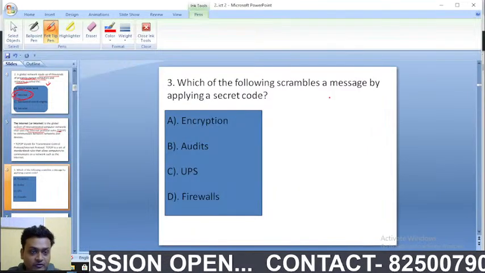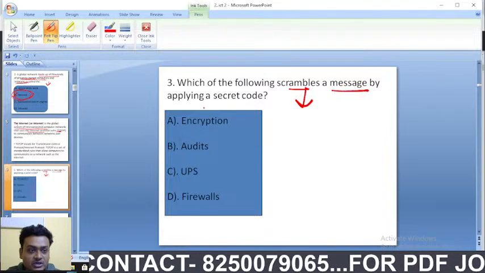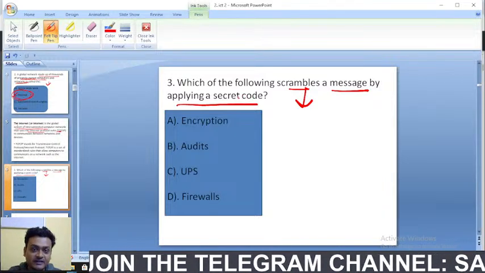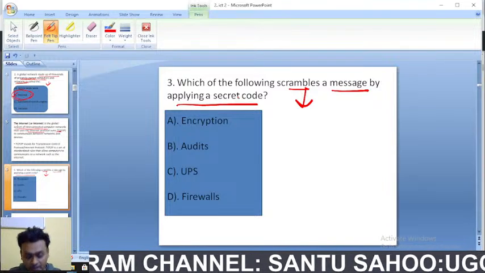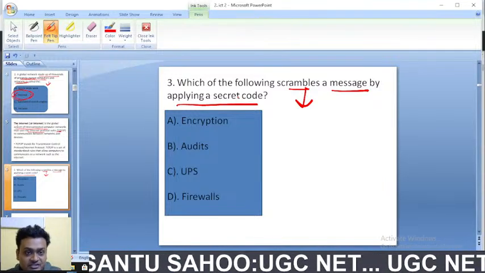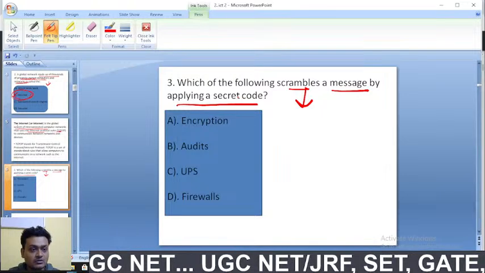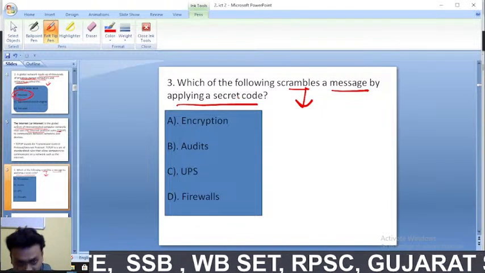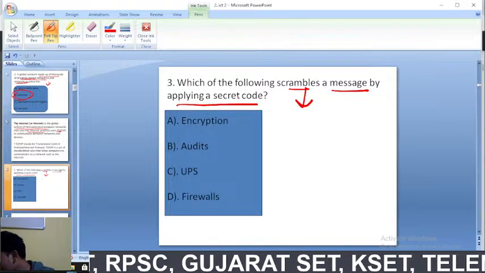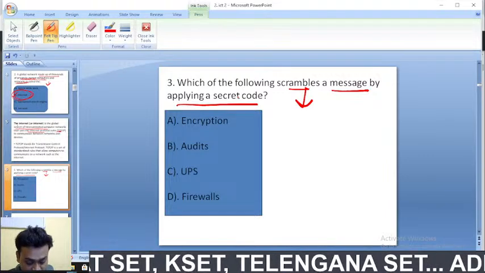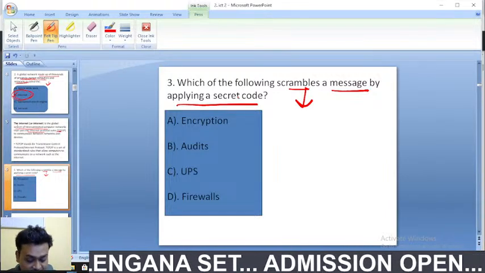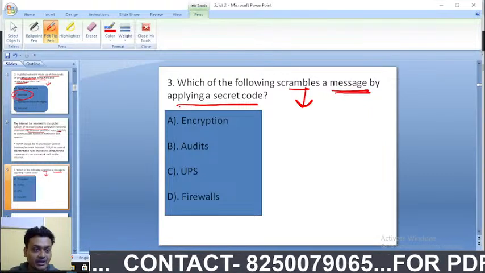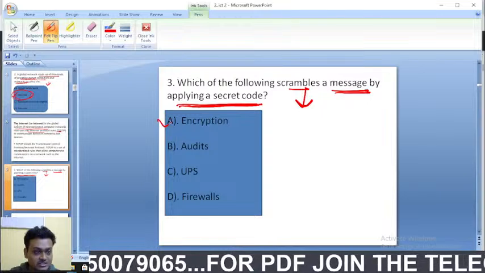Chalo. Which of the following scrambles a message by applying a secret code? So scramble means it applies a secret code so that it is indecipherable, not able to understand. Encryption, audits, UPS, firewalls. Encrypt in a way so that it cannot be deciphered. Exactly. It is encryption. Encryption scrambles a message by applying a secret code. So encryption is the right answer.